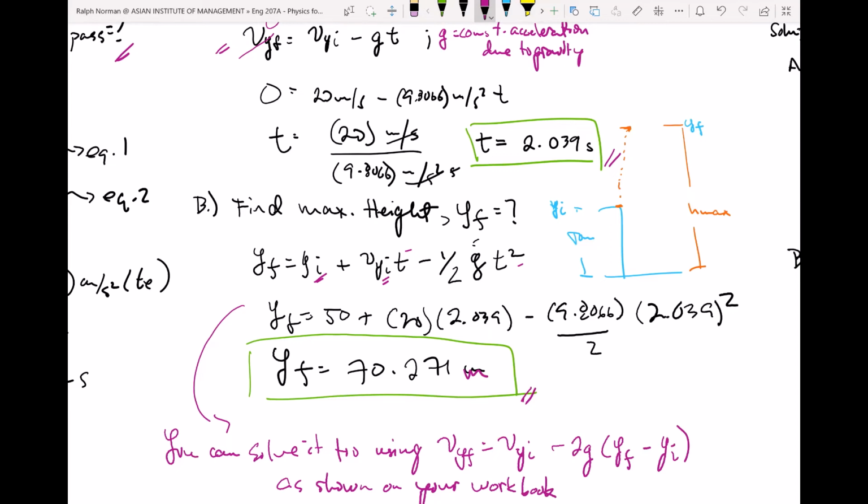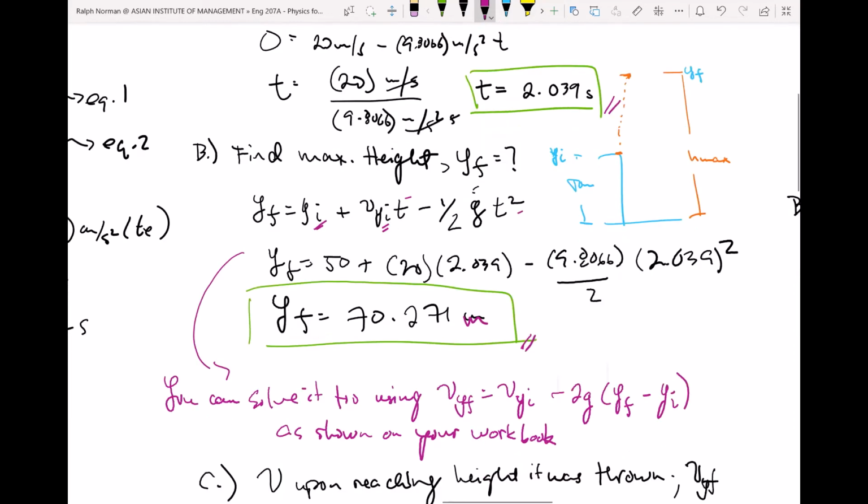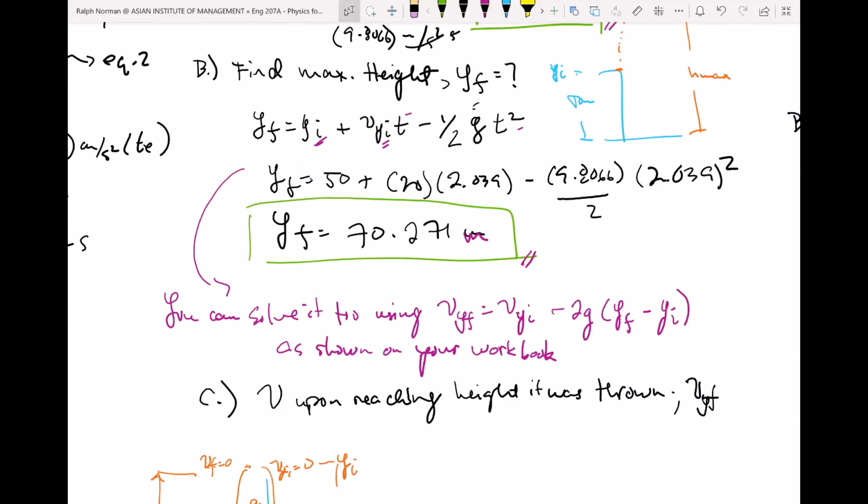Like any math problem, as long as it's permissible, you can solve a problem with two or more solutions, given that they're allowed. So you can actually solve it using also this particular formula, whereby your final velocity squared is equal to your initial velocity squared minus 2g delta y, and you simply rearrange the equation and you will get yf.